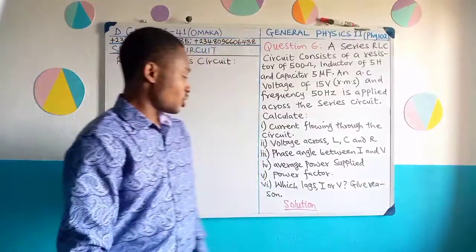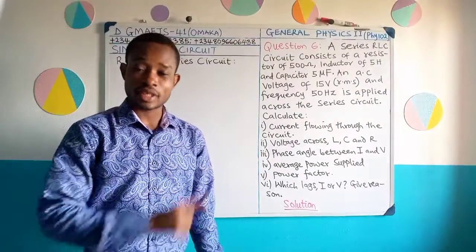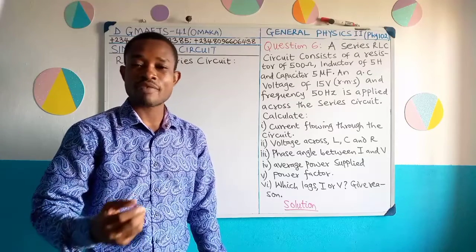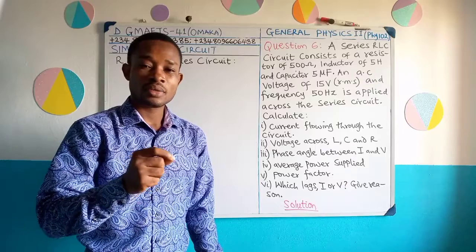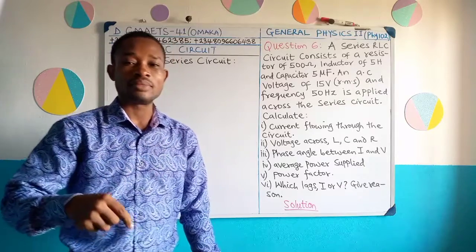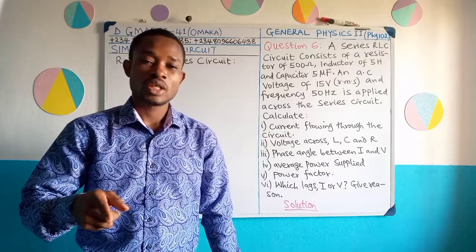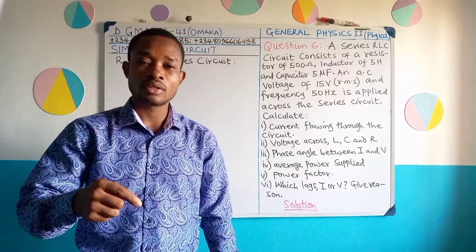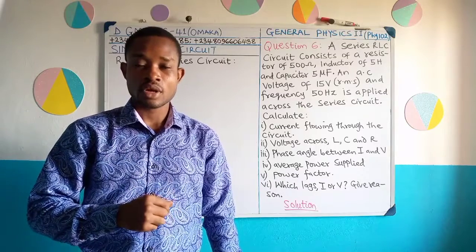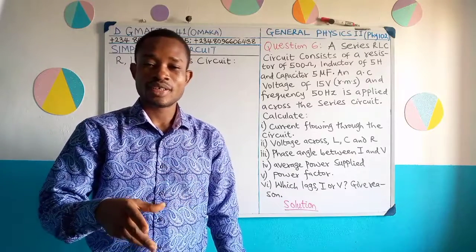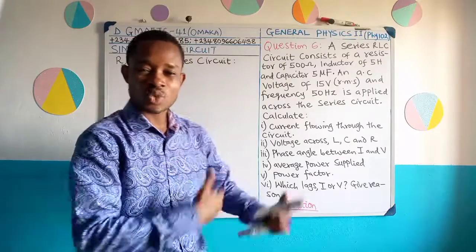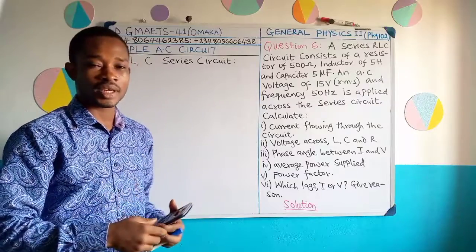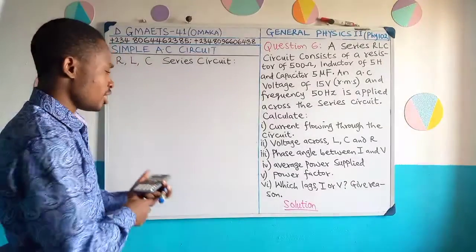Let's now get the average power supplied for this circuit. To get it, you remember we said the average power is the root mean square current multiplied by the root mean square voltage, then multiplied by cos of the phase angle. So that is the formula we will use here. This is the last question. If you understand that, remember all the things we have learned and use them.